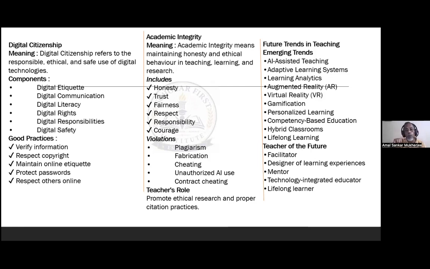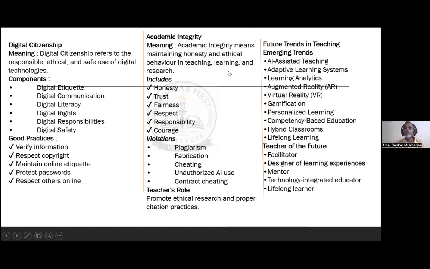What is the role of a teacher in maintaining academic integrity? Promote ethical research and proper citation practices. That is the role. The teacher has to promote ethical research and proper citation practices. Then academic integrity can be maintained in the research area.